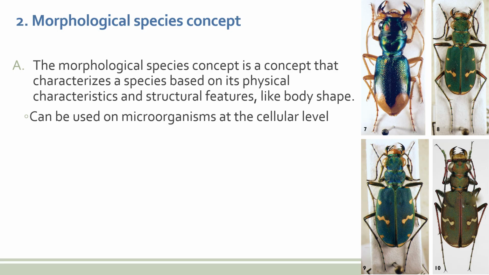This one is really nice because you can use it on asexual and sexually reproducing organisms. Doesn't matter because it doesn't have anything to do with breeding. It all has to do with physical characteristics. So we can use this one on microorganisms. We can look at their physical structures to see if they are different. Some of them are still really similar, so we may not be able to solely base this on morphological characteristics.